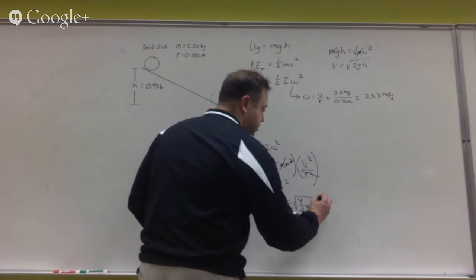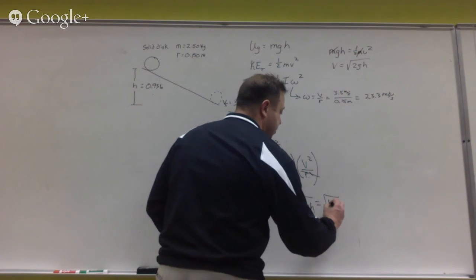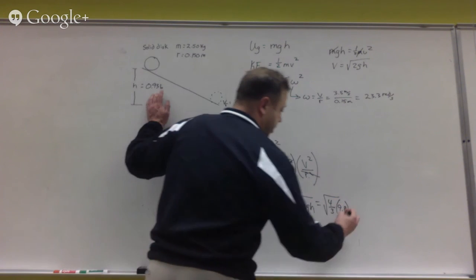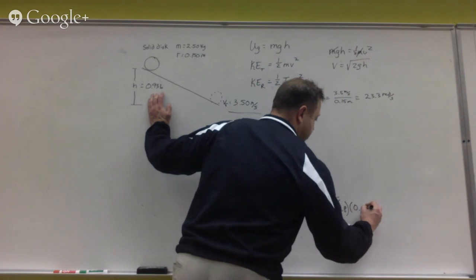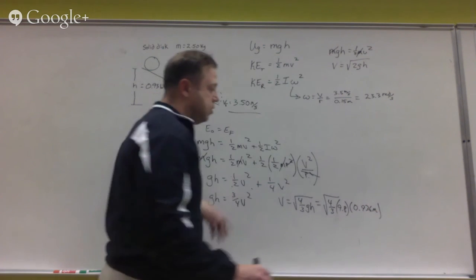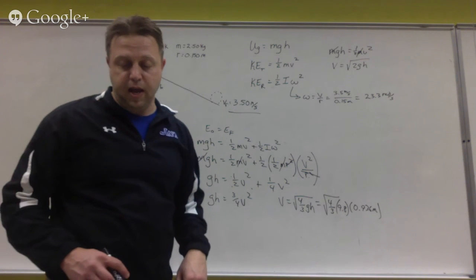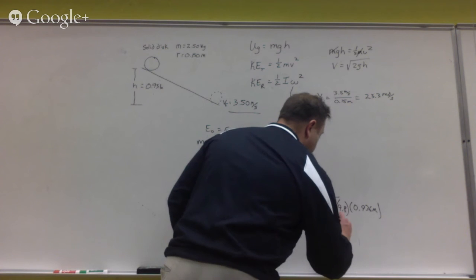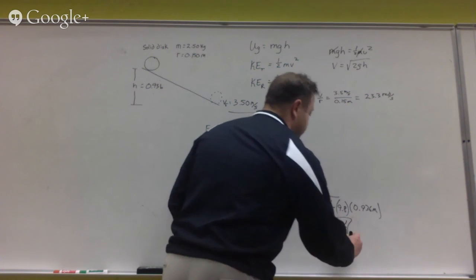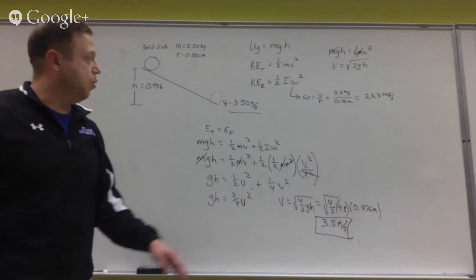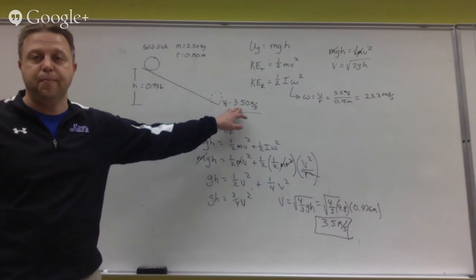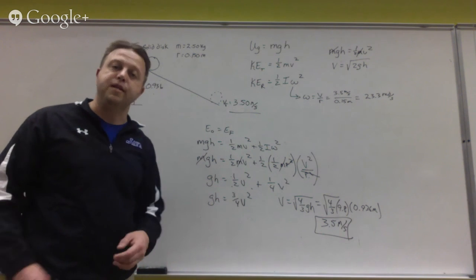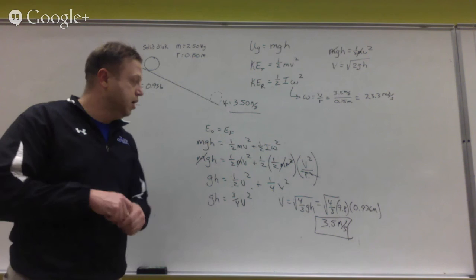So let's solve for this. Square root of 4/3 times 9.8 times our height, which was 0.936 meters. If we square root that, we get approximately 3.5 meters per second. So once again, that's how we get back to that number. So know this process. It will definitely pay dividends in the long run.